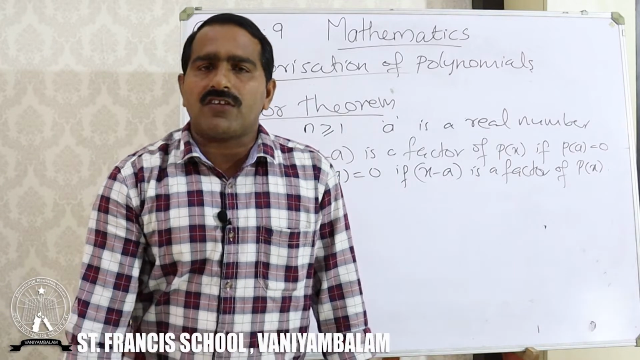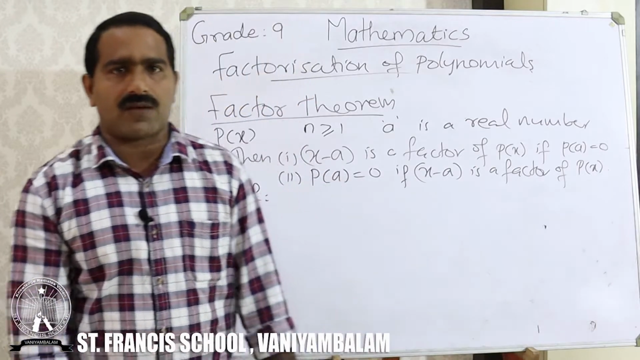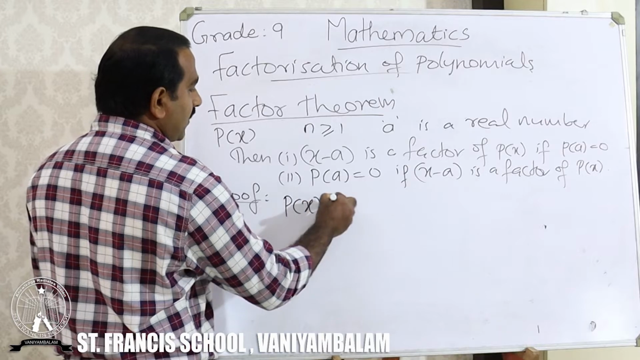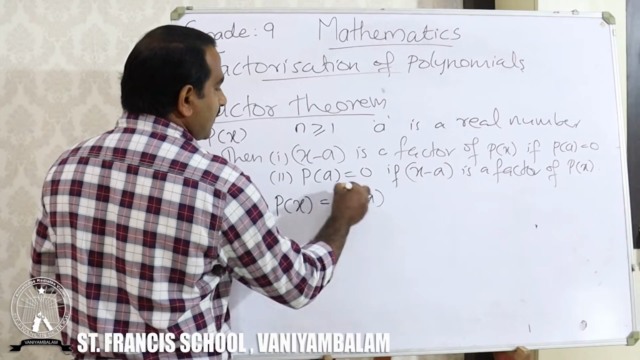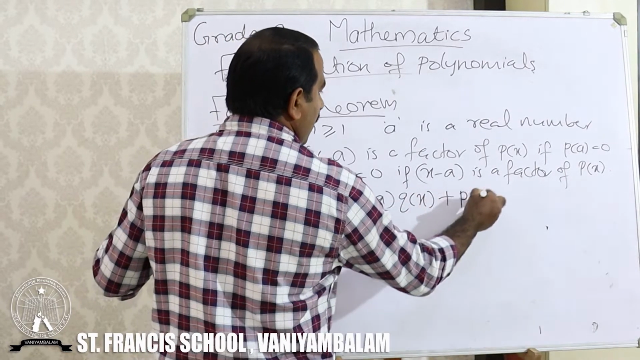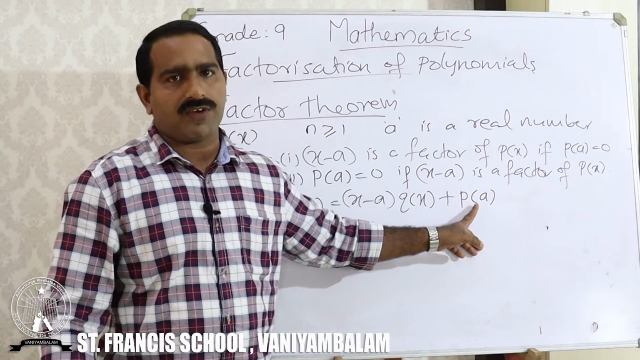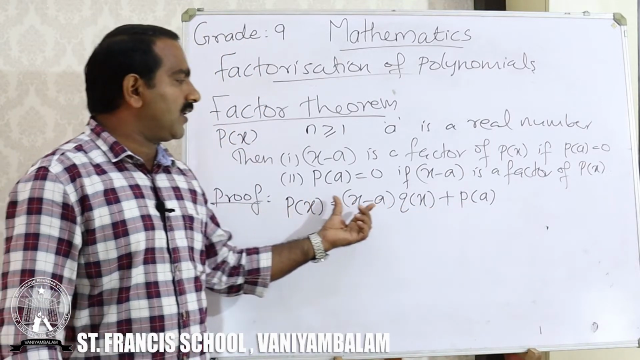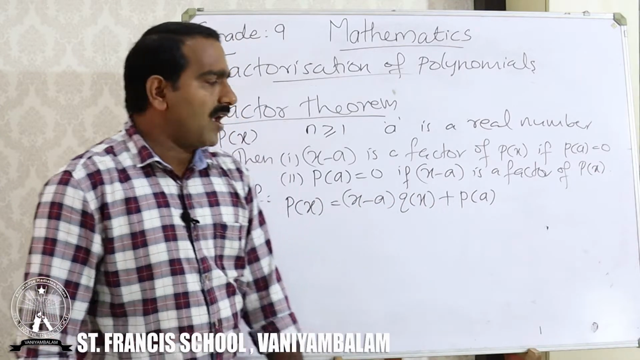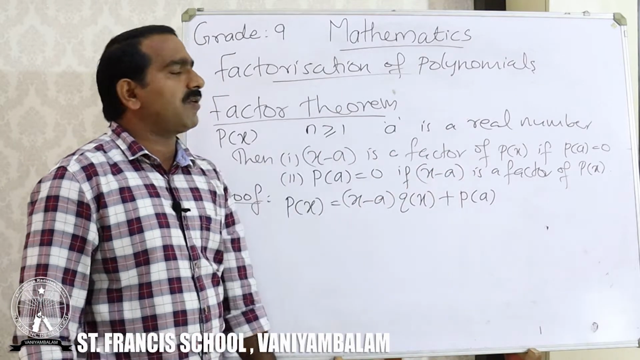So first we are going to start with the remainder theorem that we discussed last class. We know by the remainder theorem, the polynomial P of x equals x minus a into q of x plus P of a. The remainder is the same as P of a, that we discussed. So P of x equals x minus a into q of x plus P of a. That is the remainder theorem.